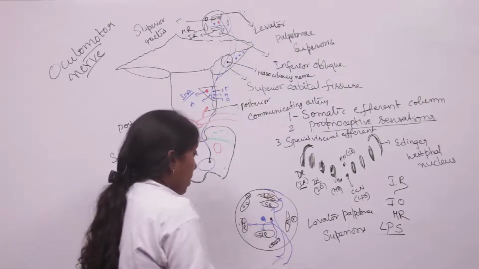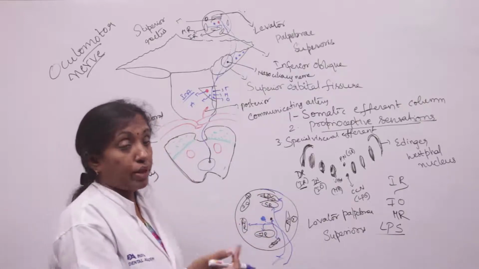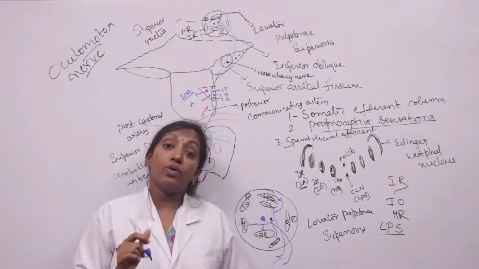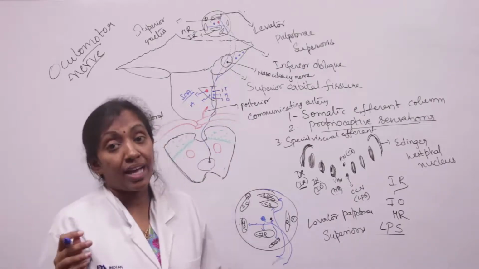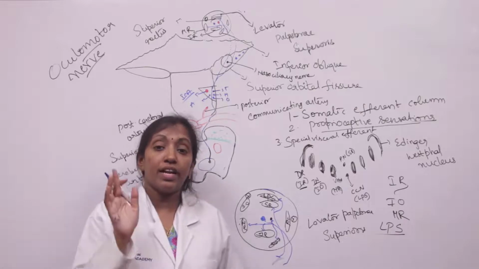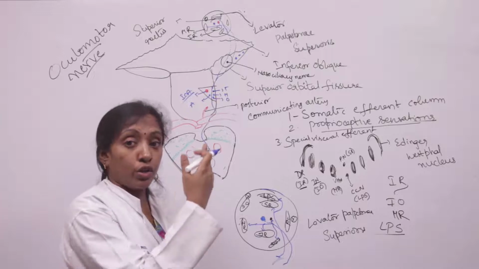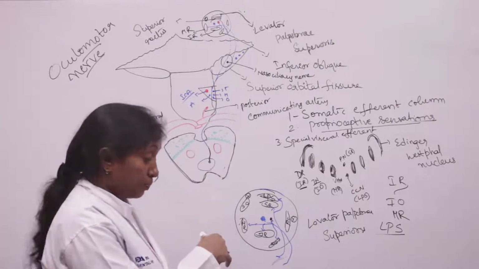Okay, so that's about the branches and divisions of the oculomotor nerve. And one more thing is that the oculomotor nerve receives central connections from the cerebral cortices. It receives central corticonuclear fibers. What are the central connections of the oculomotor nerve?